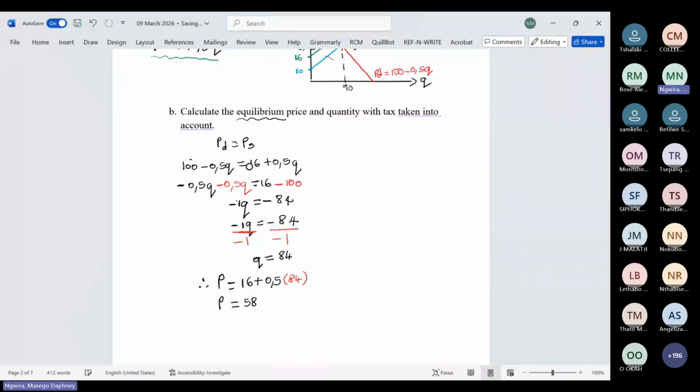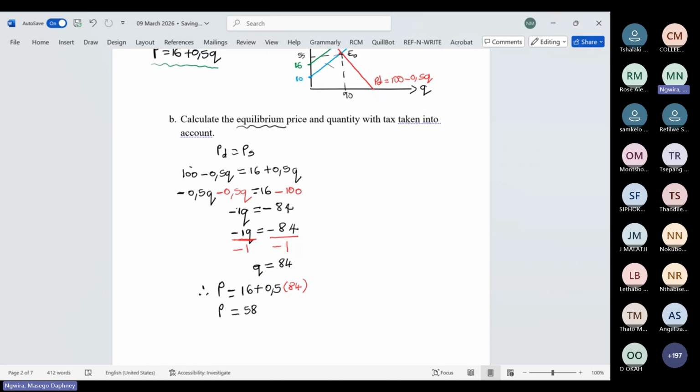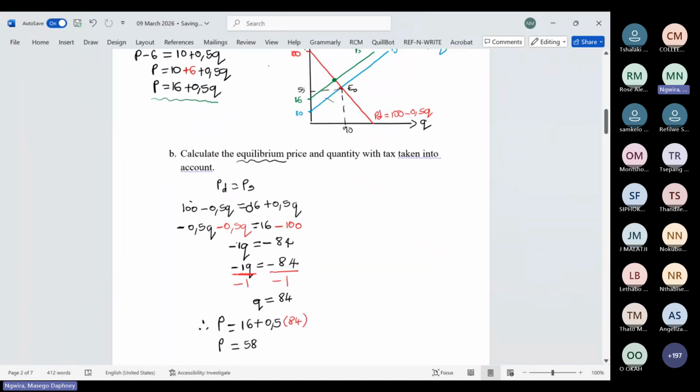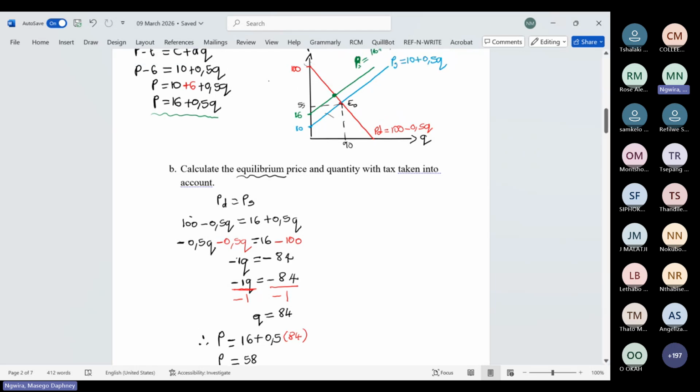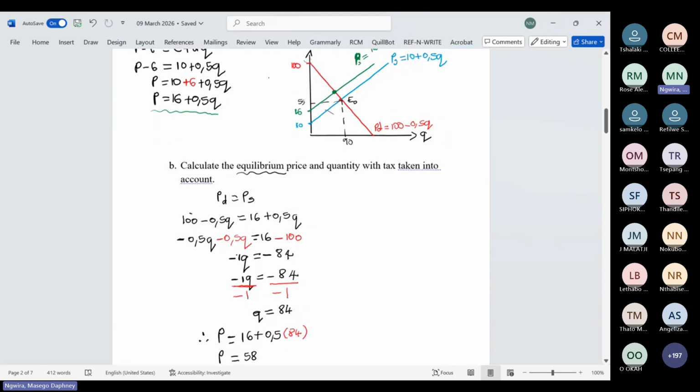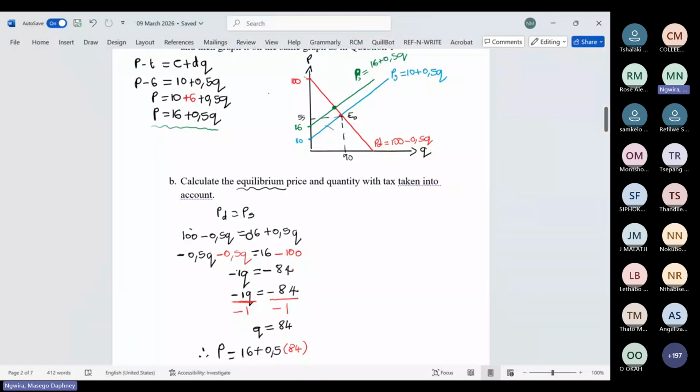So it means that now my price after tax is 58 rand and my quantity is 84. So now let's see how we can put this in our graph. Remember, the equilibrium point is where the two graphs are intersecting. So which graphs are we talking about now? We're talking about the supply function of the adjusted tax, and then the demand function. So this is that point.